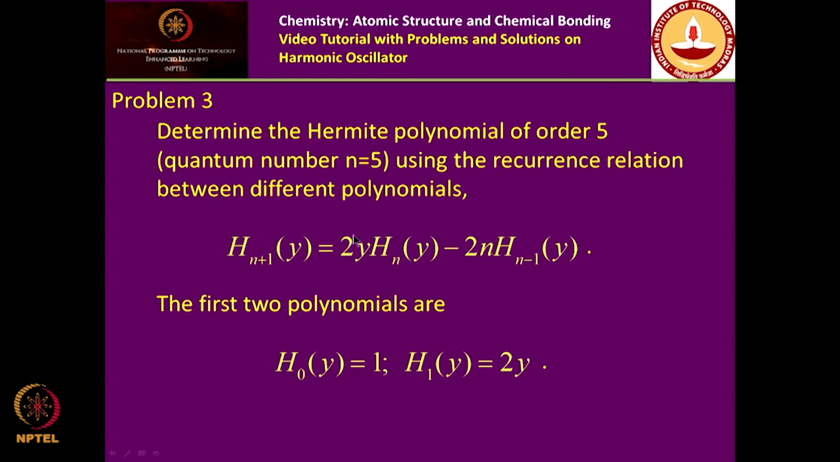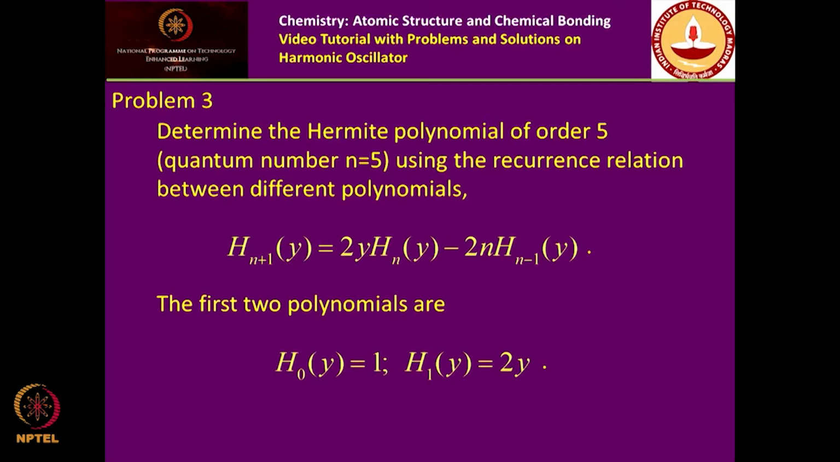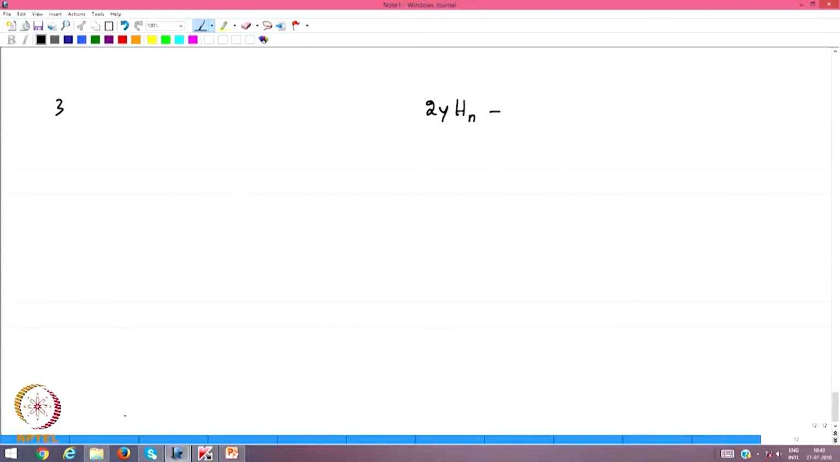And to use this, of course, you need to know n minus 1 and n for some value of n, namely n minus 1 equal to 0, and then n obviously is 1. So, you have H0 given, H1 given, therefore, what is H n plus 1? So, first we will copy this relation. It is 2y H n minus 2n H n minus 1, and that is equal to H n plus 1.